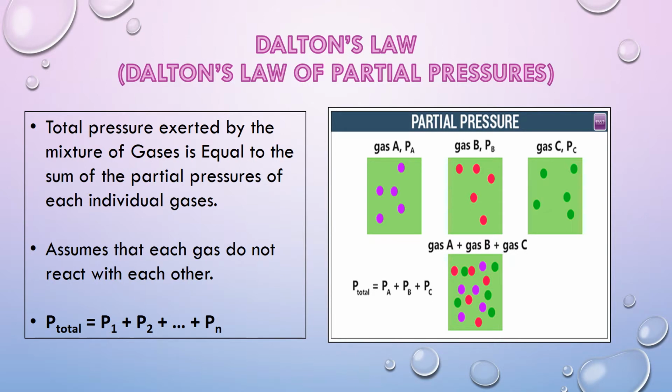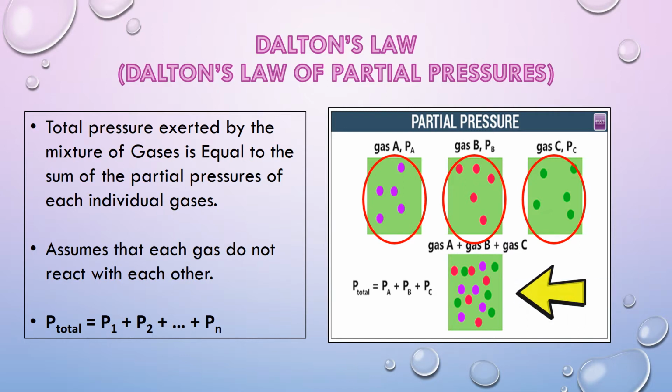Dalton's law proposed that the total pressure exerted by a mixture of gas A, gas B, and gas C is equal to the sum of the partial pressures of each of these individual gases.